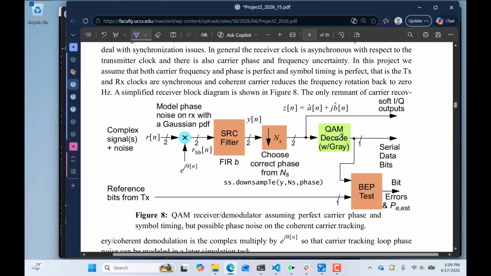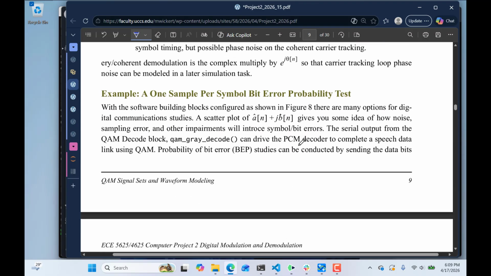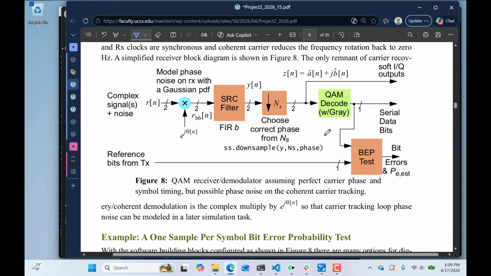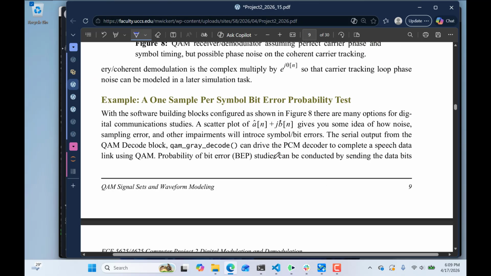Because we have a QAM decoder with gray decoding, what comes out is a serial bit stream. So when we want to analyze the performance of this system, all I'm having you do is look at serial bit errors. We get serial bit errors detected with a function in here called BPSK BEP, bit error probability. The fact that I can use a function designed for BPSK doesn't mean the modulation is BPSK. It just means that the bits are serial bits, so we can use that function to check to see if bit errors are present way out over here, because we have a copy of what the underlying bits were put in over at the transmit side. And that's what this function is doing.